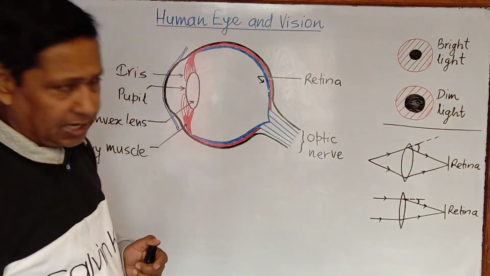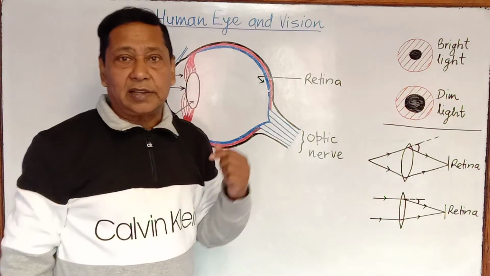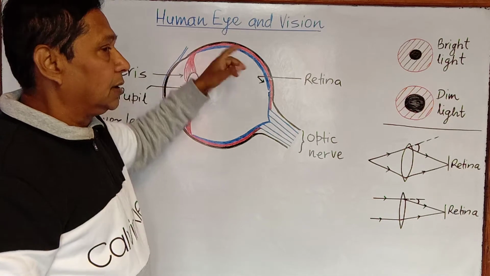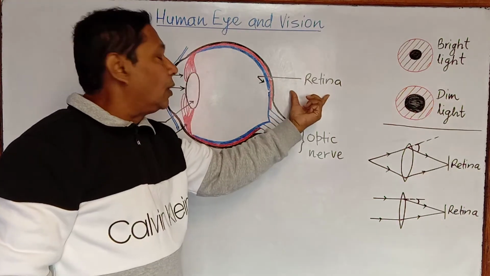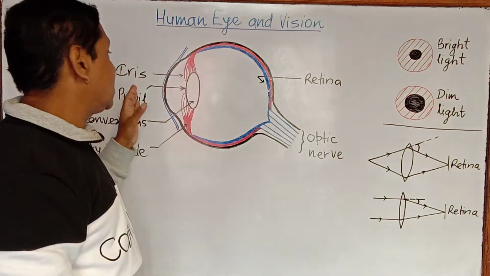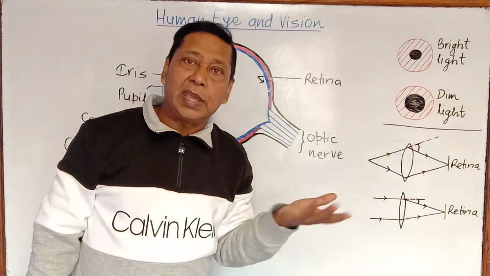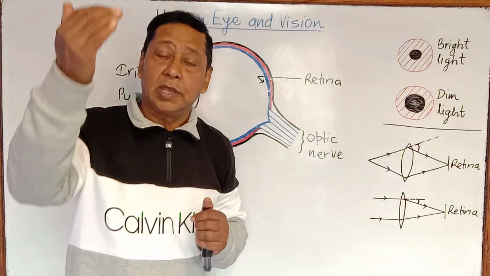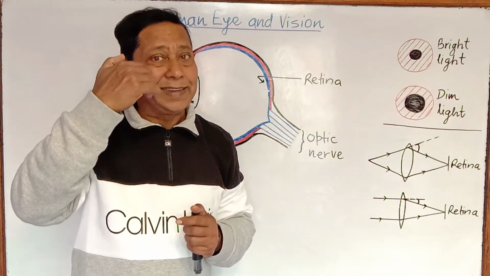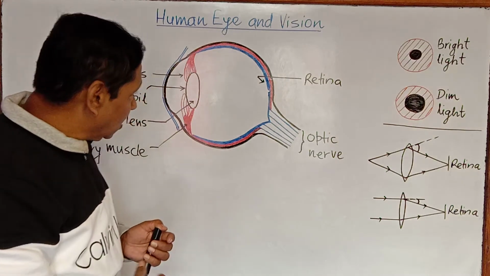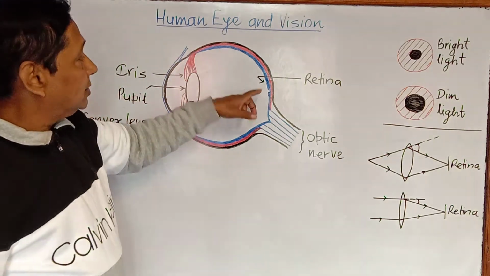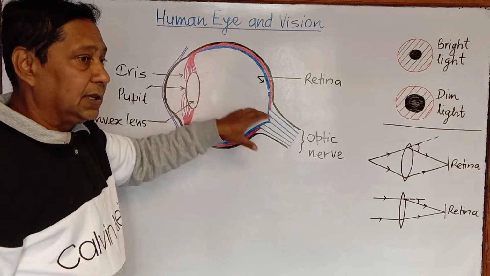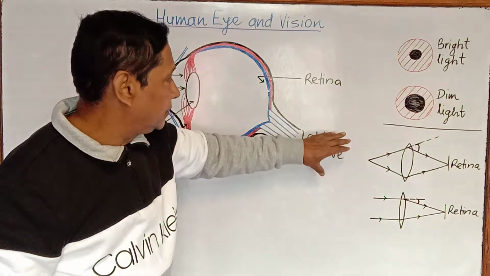Now let's talk about the retina. What is the retina exactly? Out of the 3 layers of our eyeball, the innermost layer is called the retina. And the image of the object, wherever we see anything, the image of that object falls on the retina. And this image is real, inverted and diminished.